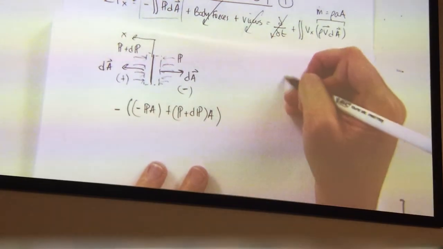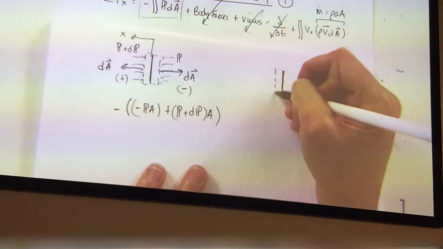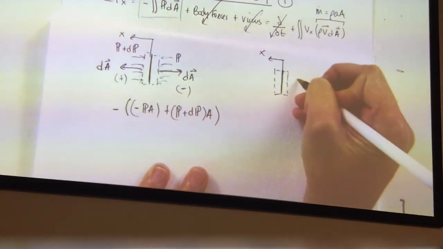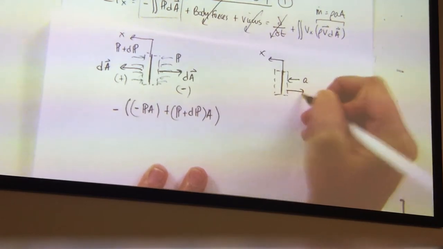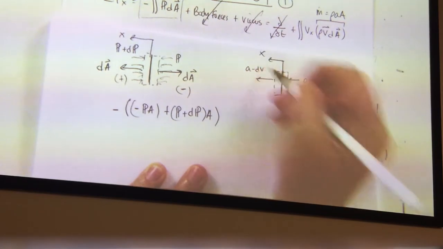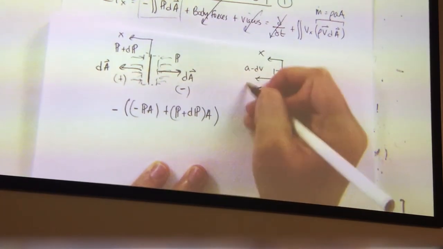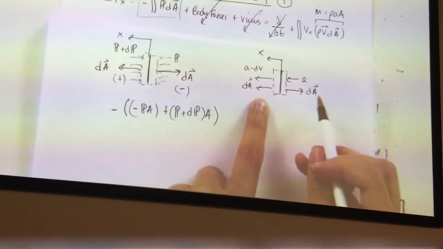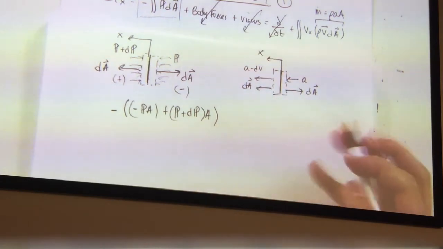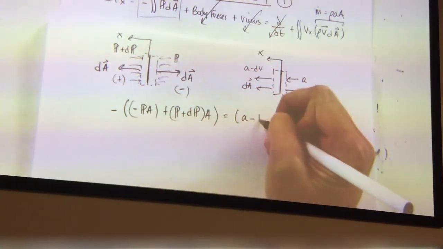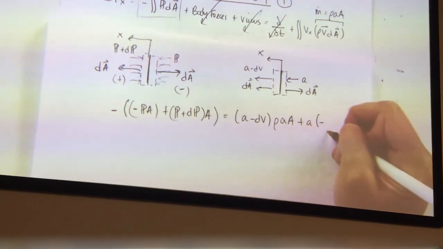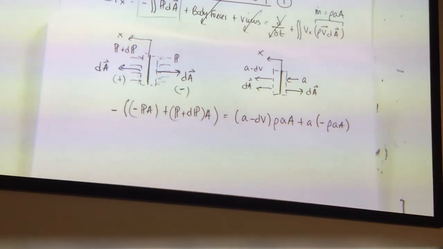So the same way, we have our wave. Remember, the x is to the left-hand side. So we have our a going this way, our dA going that way, so that's negative, and our a minus dV this way, and our dA this way. So this is positive, as we know, outlets are positive, inlets are negative. So no matter what the notation is, that stays the same. So (a minus dV) rho A plus a negative rho A. So that's how we have the equation.